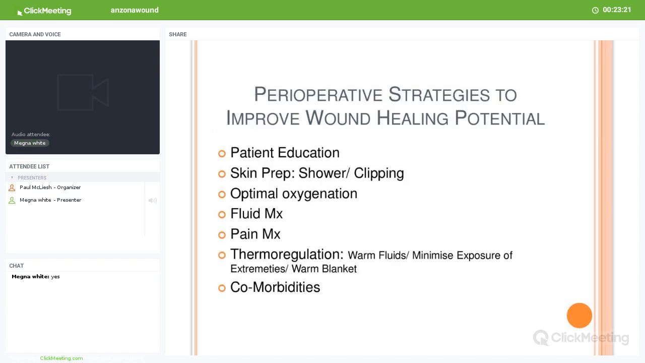Some of the perioperative strategies to improve wound healing involve a lot of patient education. So really understanding your patient's medical and surgical needs as well as their social history. Looking at how prepared the skin is. There used to be a lot of us that would be clipping the skin, but now we've moved away from that. Optimizing the oxygen levels, making sure our patients are well hydrated, making sure that our patients are comfortable with their pain management, looking at minimizing the exposure of the extremities, especially during theatre, and also optimizing their comorbidities. So if your patients are diabetic, optimizing this before they have their surgery.